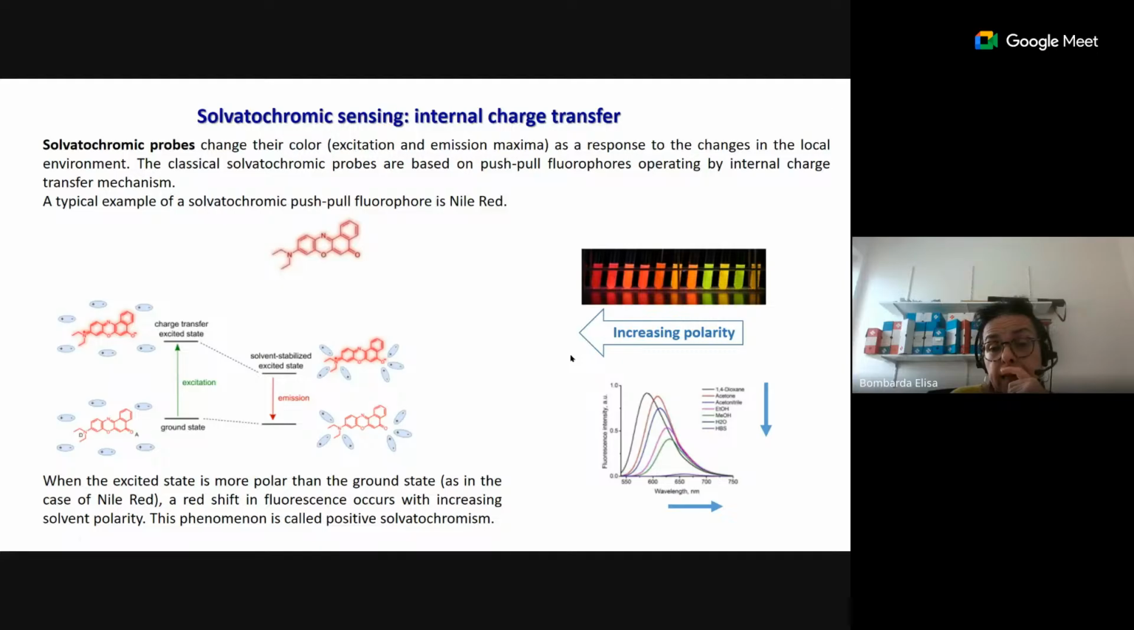This is also evidently a very important parameter, because, for example, inside the cell you would like to detect local regions that are more polar than others, or something in a membrane where the polarity is less with respect to the cytoplasm, and so on. So it's nice to know that probes of such kind exist.